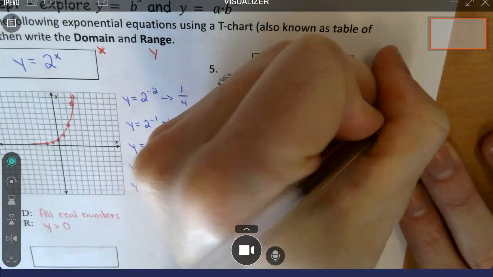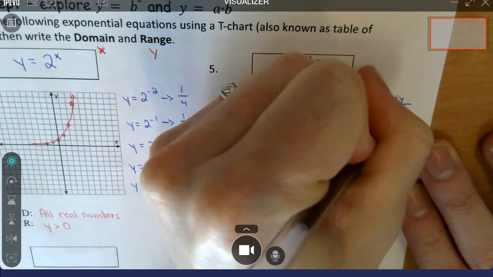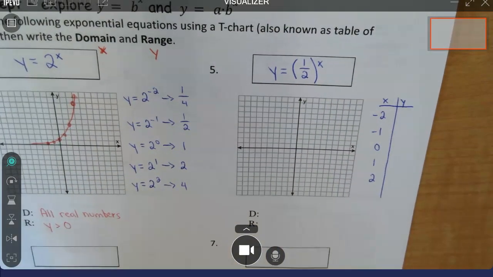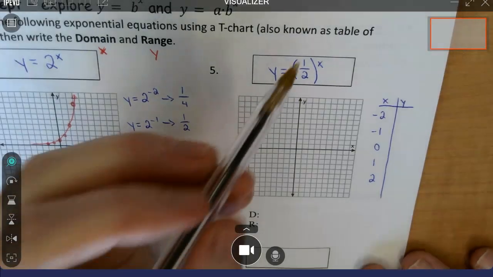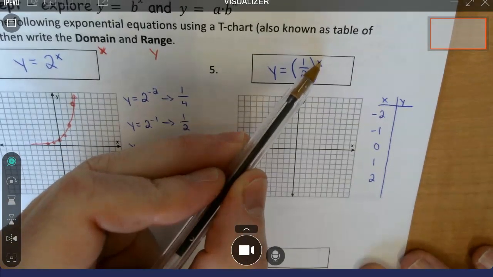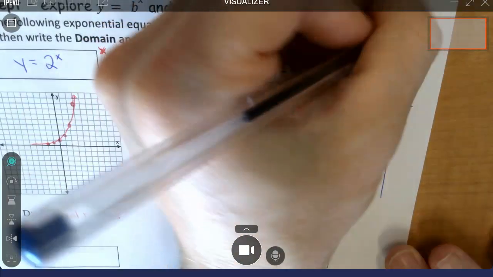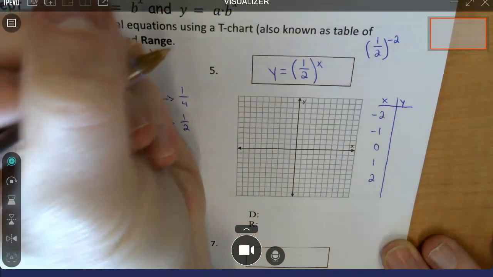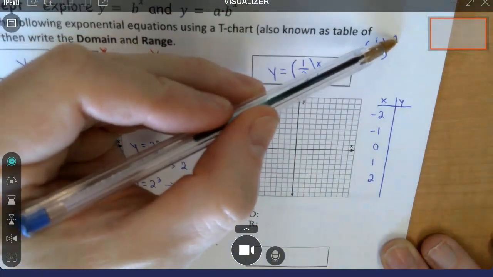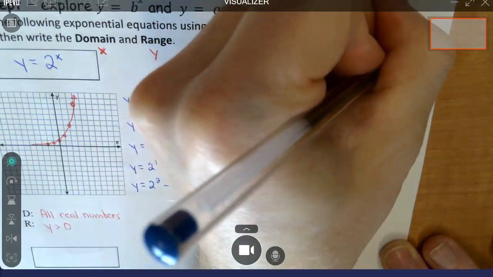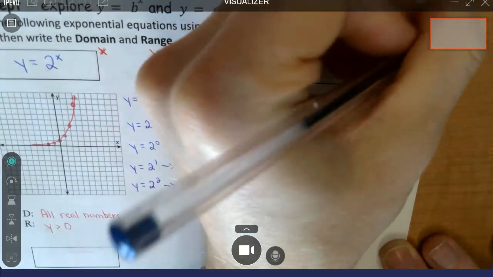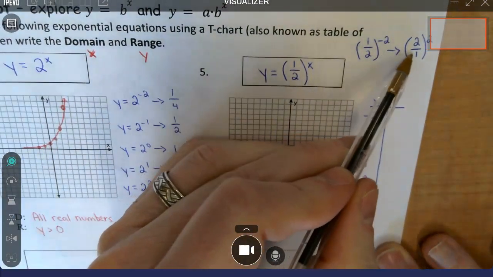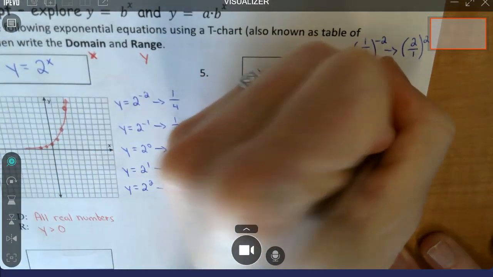And so if I go x and y, I'm going to pick the same ones, -2, -1, 0, 1, and 2. Now for these ones, if you imagine them one at a time, you put -2 right here. Well, it's going to look like this: 1/2 to the -2 power. Well, we don't like negative exponents, remember. The way you change this into a +2 is you flip the inside, and now that is to the +2 power. Well, that's just 2 to the 2nd power, which is 4.